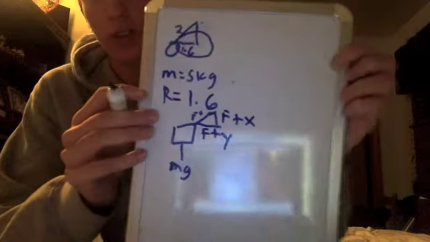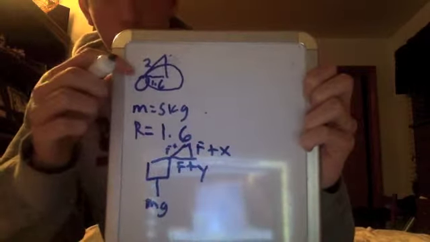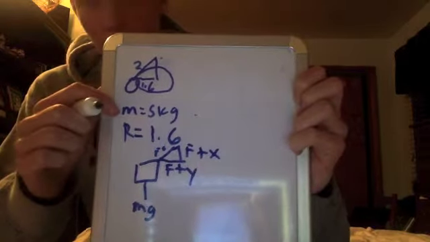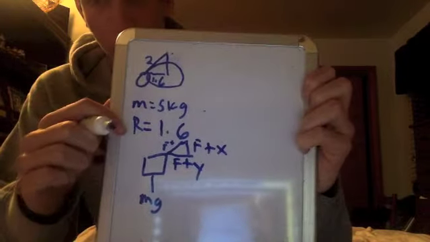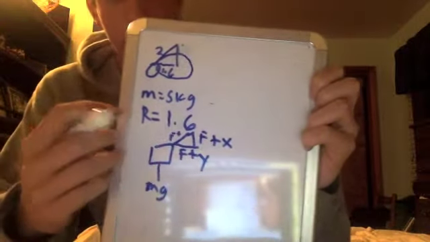So the first thing you want to do to solve this problem is draw a diagram of what's happening, which is right here. And your knowns are that the mass is 5 kilograms, the radius that the ball is moving in is 1.6. And after you write down all that, you want to draw your free body diagram.